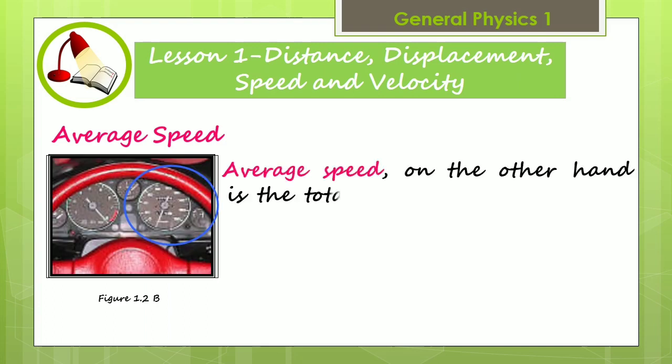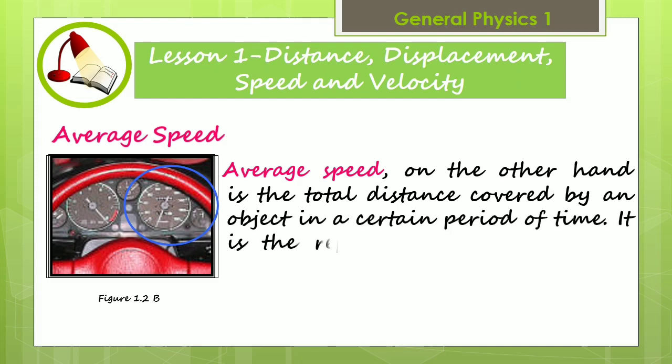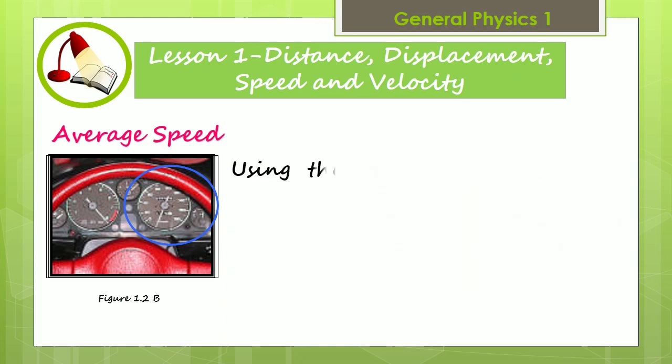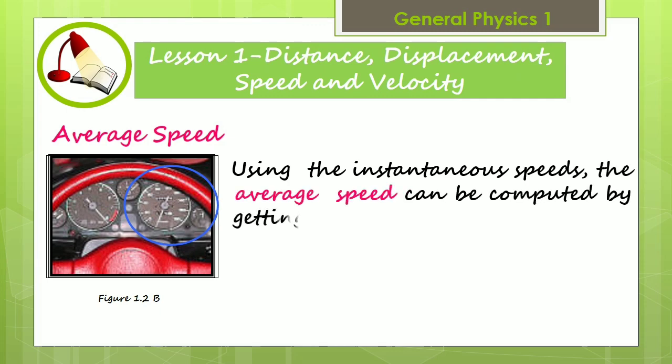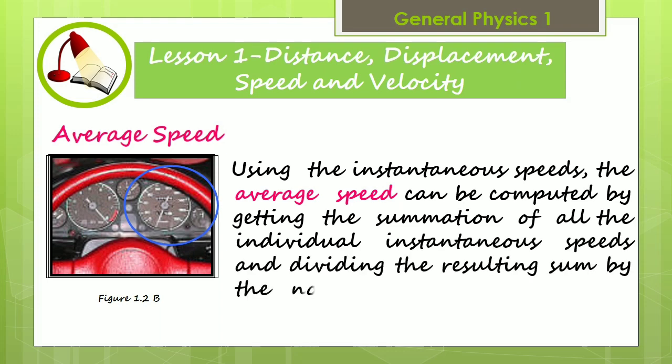Average speed, on the other hand, is the total distance covered by an object in a certain period of time. It is the representative speed of the whole course of travel. Using the instantaneous speeds, the average speed can be computed by getting the summation of all the individual instantaneous speeds and dividing the resulting sum by the number of instantaneous speeds.